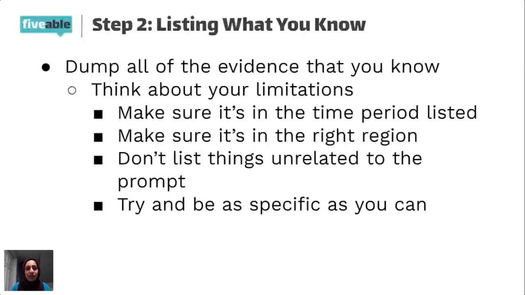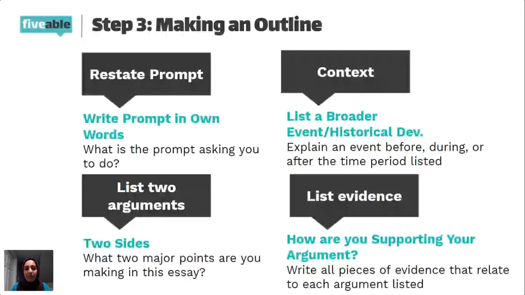So step 3, usually in my AP World class, I would make an outline. Be aware that on the AP test, you only have 40 minutes to write this essay. So you're going to want to get faster at this. You're not going to want to take 20 minutes doing all of these steps and then only have 20 minutes to write your essay. You want to try and cut this down to around 10 minutes, so then you get most of your time to organize those thoughts into your essay.